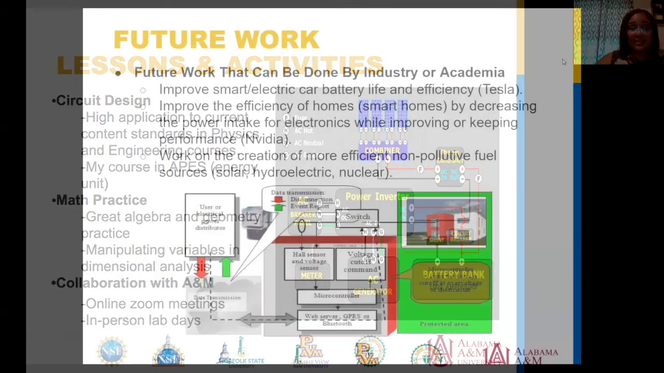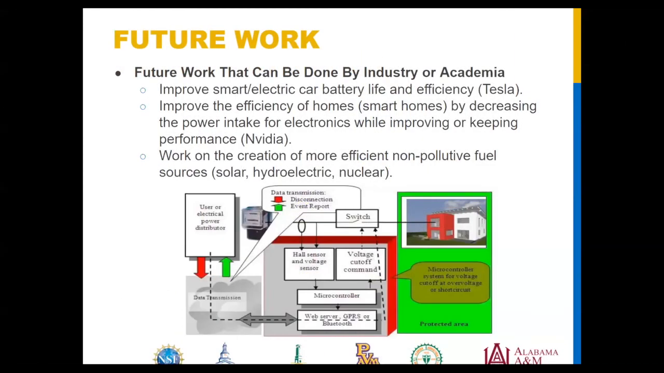Future work that can be done by industry and academia include the improvement of smart and electric car battery life and efficiency. Companies such as Tesla, who is a major electric car manufacturer, is currently doing this because they want to be able to produce their own car batteries and increase the driving range of their electric cars.